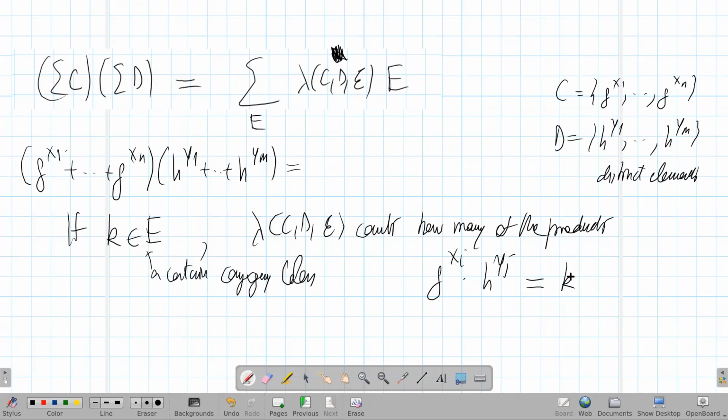Because if you have a K here, this K can only come from a product of a gxi with a hyj. And so this means that this has to be a non-negative integer.